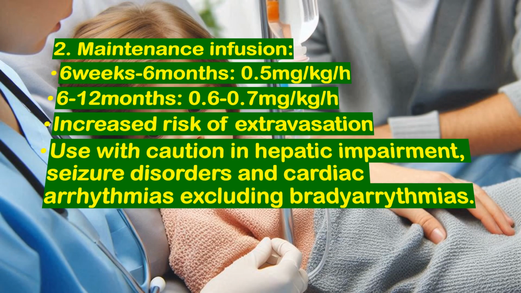For the maintenance dose of aminophylline infusion, for children between 6 weeks to 6 months, we use a dose of 0.5 milligrams per kg per hour. And for children between 6 months to 12 months, we use 0.6 to 0.7 milligrams per kg per hour. Remember, with the use of aminophylline IV, there is increased risk of extravasation. Also use it with caution in patients with hepatic impairment, seizure disorders, and cardiac arrhythmias, including bradyarrhythmias.